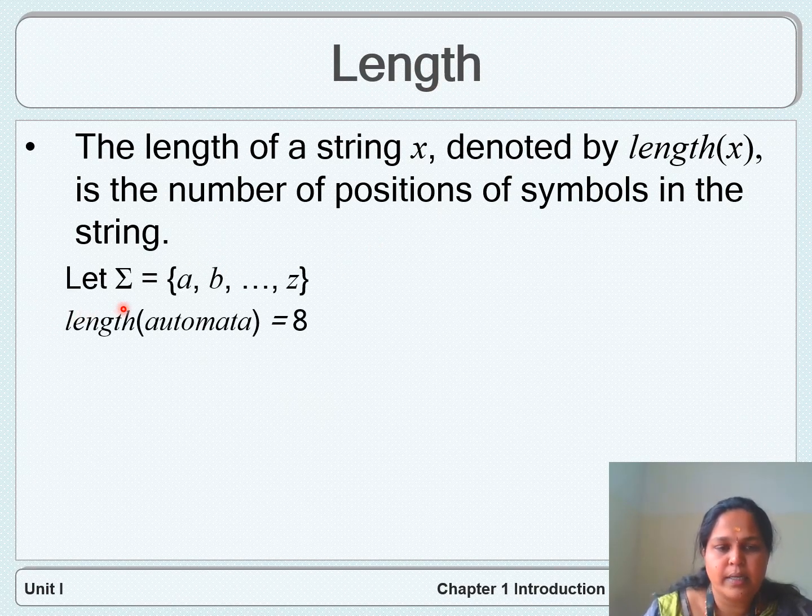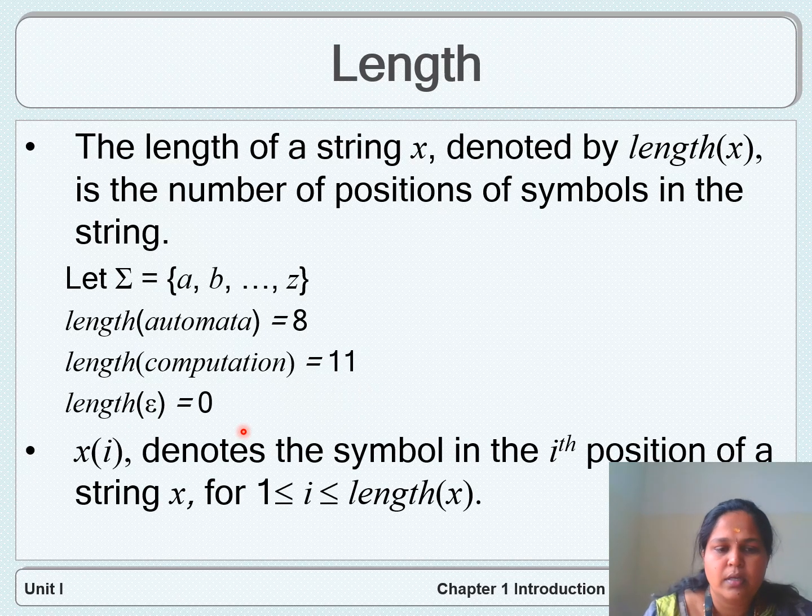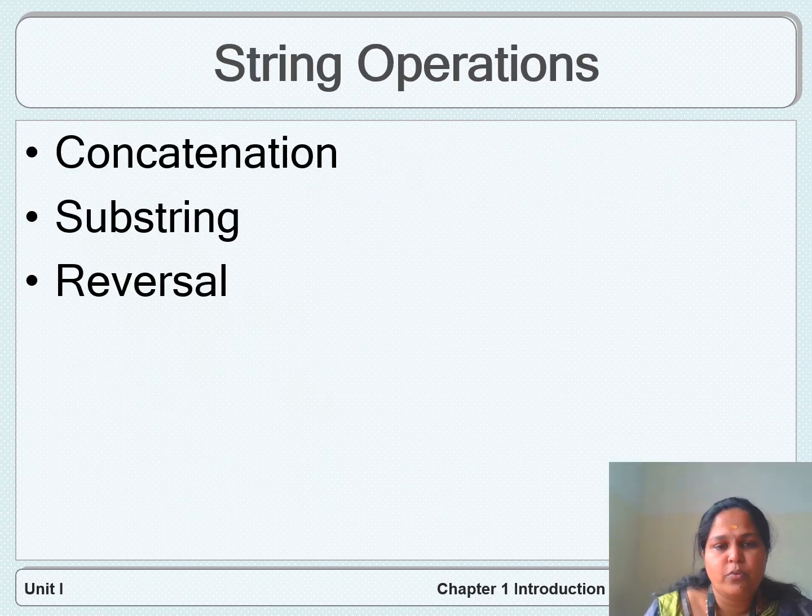For example, let sigma be a, b to z. Length of automata will be 8. Length of computation will be 11. And length of epsilon will be 0. So x of i denotes the symbol in the ith position of a string x, for 1 less than or equal to i, less than or equal to length of x. These are the specific notations.